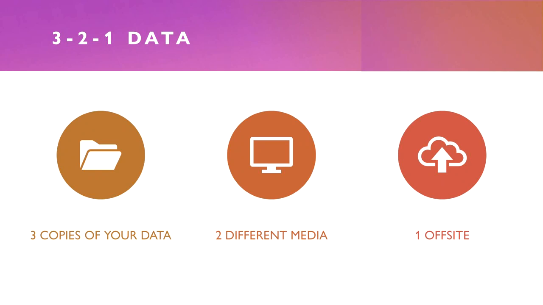So the rule of thumb in data protection is 3-2-1. You want to have 3 copies of your data on 2 different media and at least one of those off-site. When I say different media, I mean things like a hard drive, a DVD, or cloud storage. Offsite just means someplace other than where you do your main recording and storing of data, and that can certainly include putting things in the cloud.